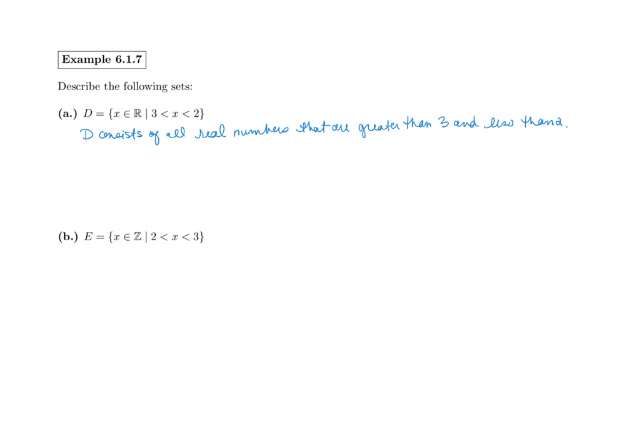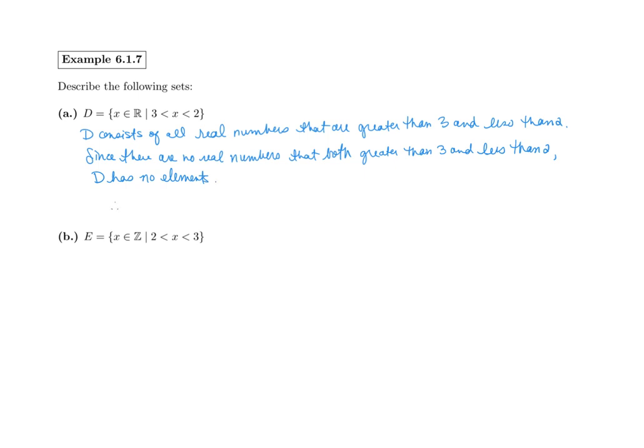So, since there are no real numbers that are both greater than 3 and less than 2, D has no elements. Therefore, D is actually the null set.